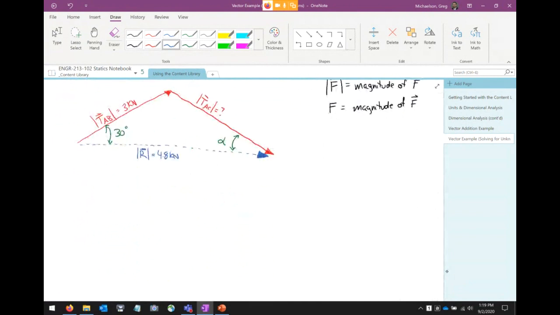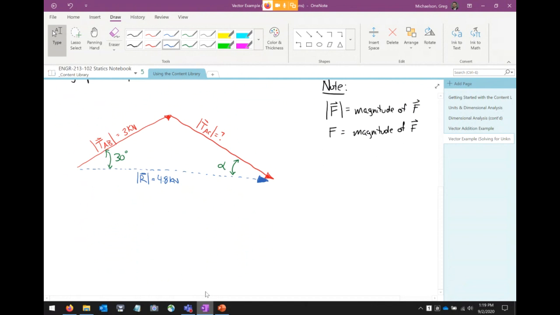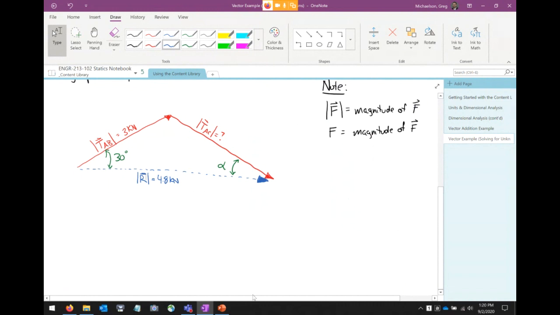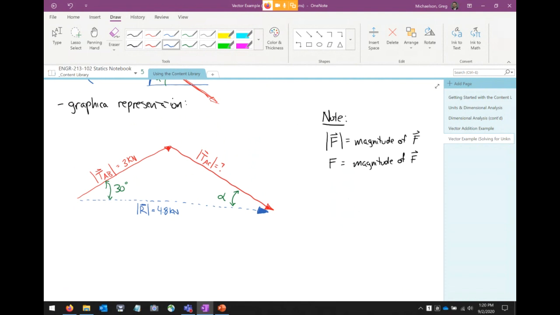Okay. I heard something. So would alpha be 30 as well? Not necessarily. That's a great point. If you're okay on just constructing this image, let's get to the trigonometric computations. Let's handle that.